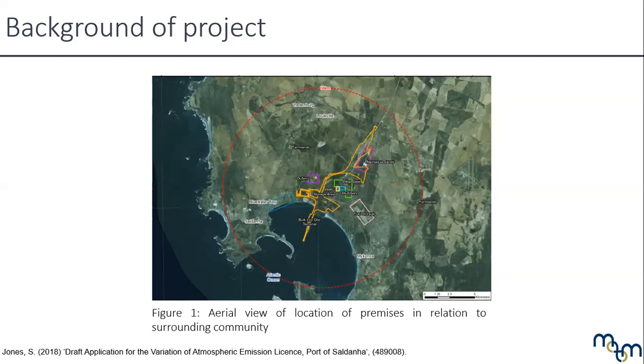Although this port was initially built for the export of iron ore, today various other metal ores such as lead, zinc, manganese, and copper are also exported. And figure 1 here indicates the terminal and the surrounding other mining-related businesses relative to the surrounding communities.